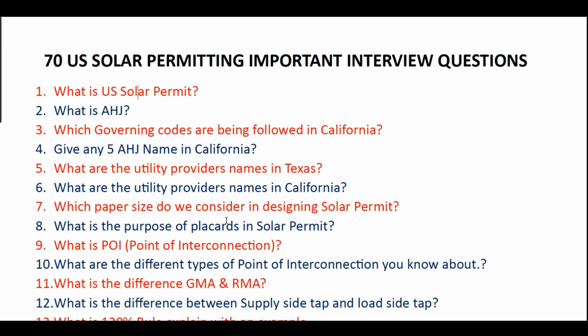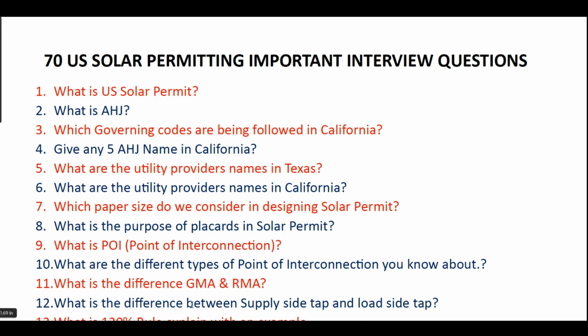Which paper size do we consider in designing a solar permit? What is the purpose of PV cards in a solar permit? What is point of interconnection? We can say POI. What are the different types of point of interconnection you know about? What is the difference between GMA and RMA?